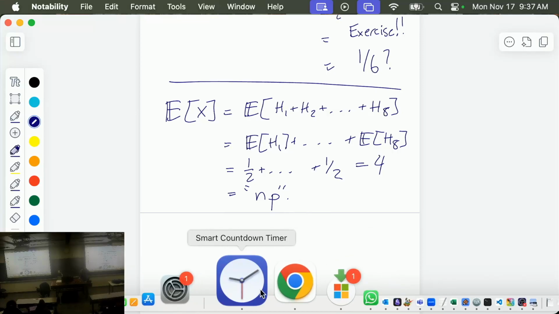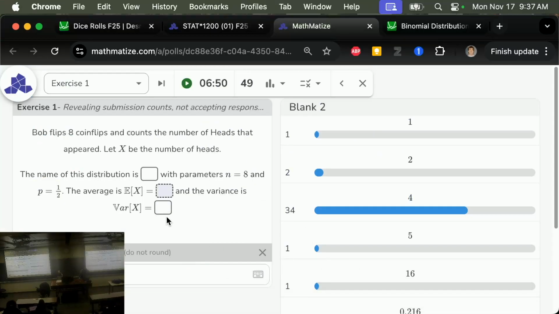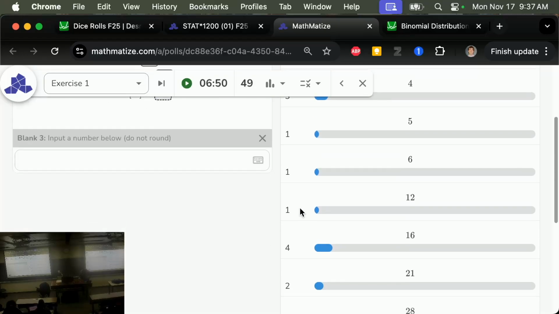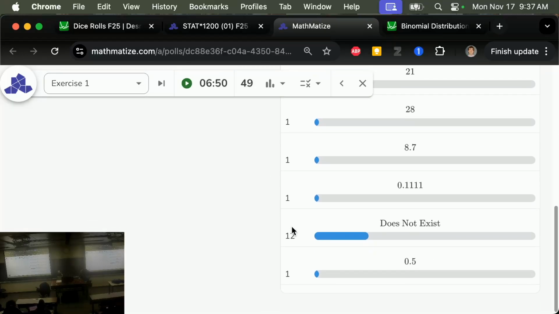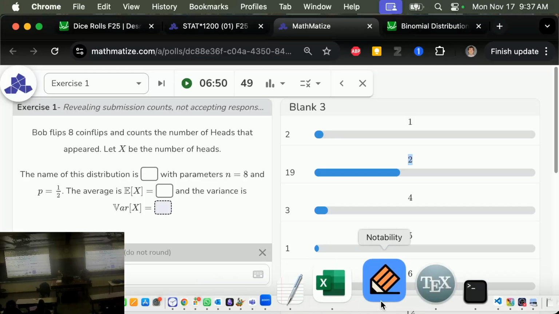You gotta think a little bit harder for the variance, but not much harder. I wonder if more or less than 34 people got the variance. Let's see. Only 19 people got the variance. The variance is 2. Let's see. Did we get any other funny ones? No. Okay, great. Let's do a quick review of the variance.